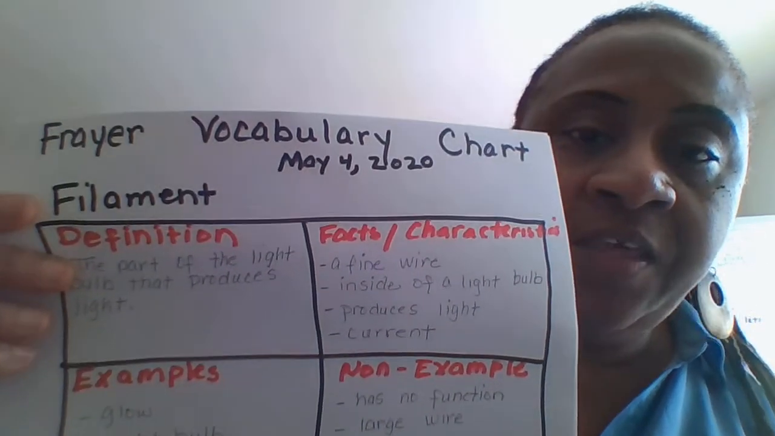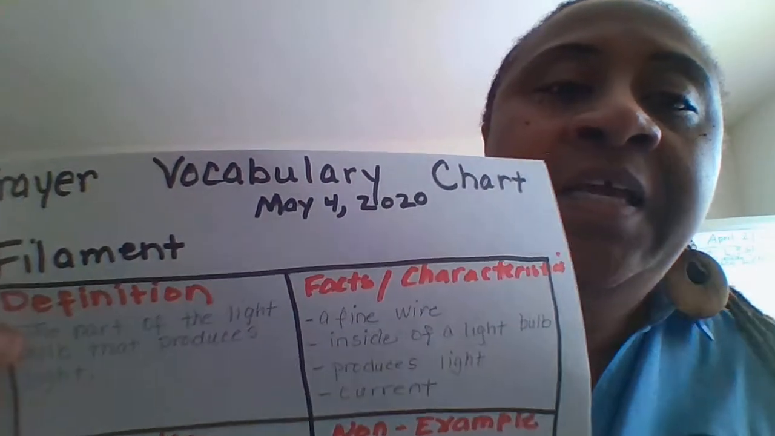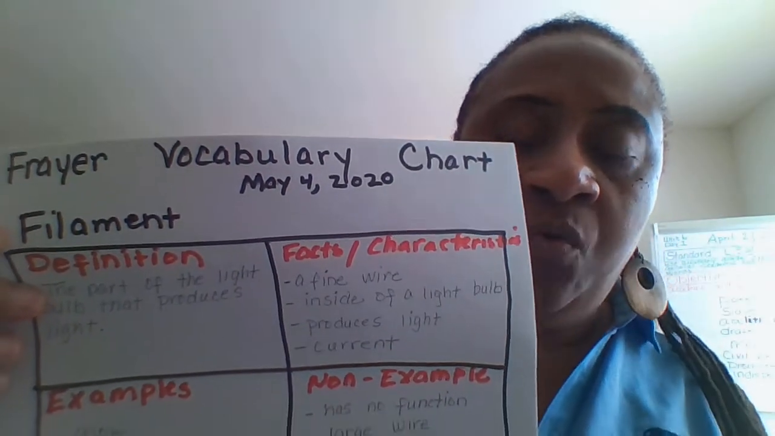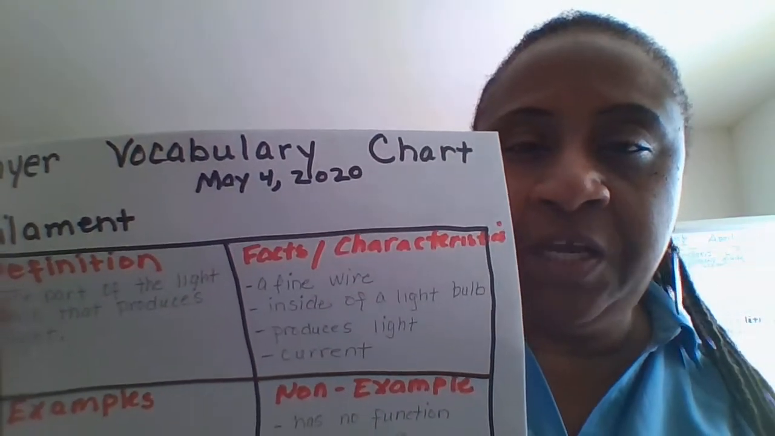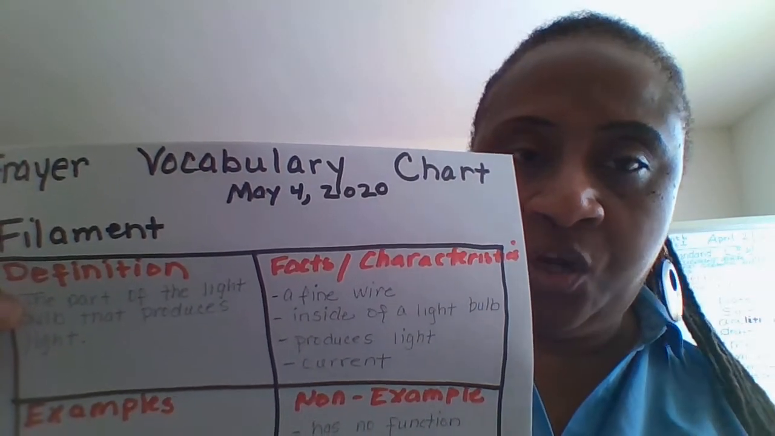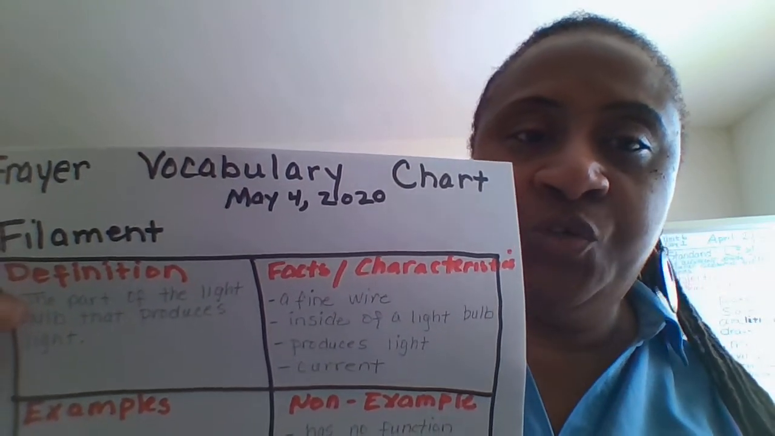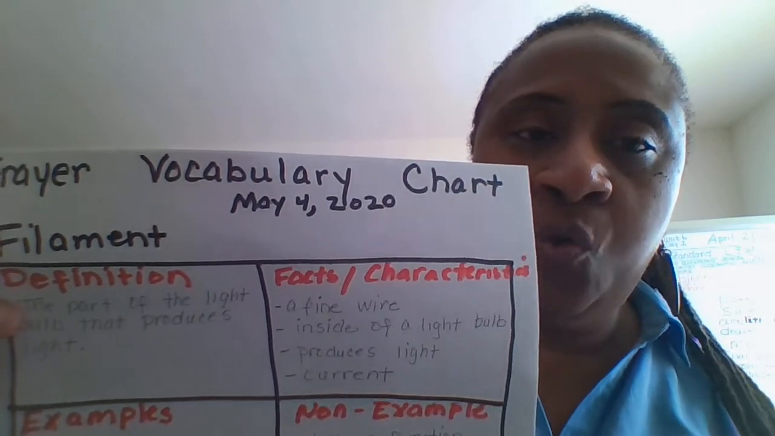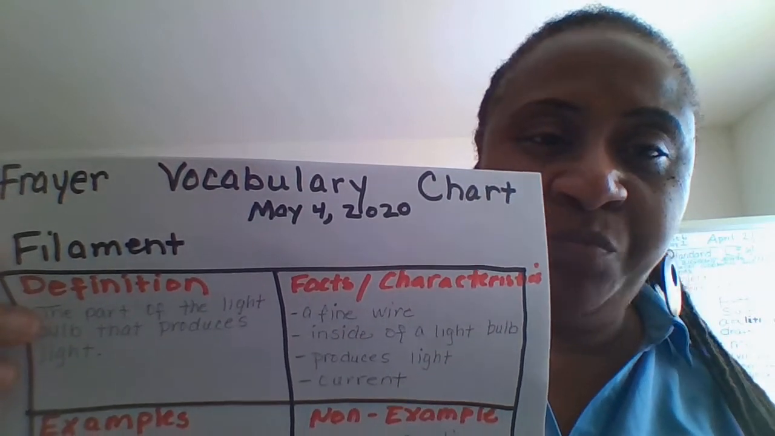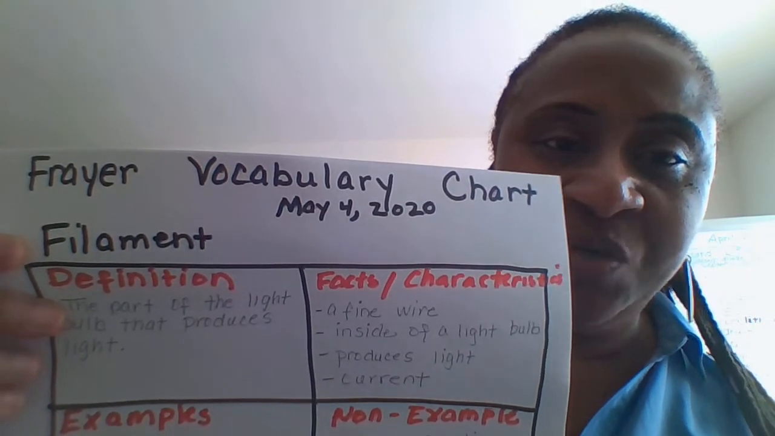And then the last word that I used for filament is current. The reason I use that word is because it has to do with the current that goes through the filament wire that helps it to produce light. So that word is related to how the filament produces light. So that would be a fact or characteristic.